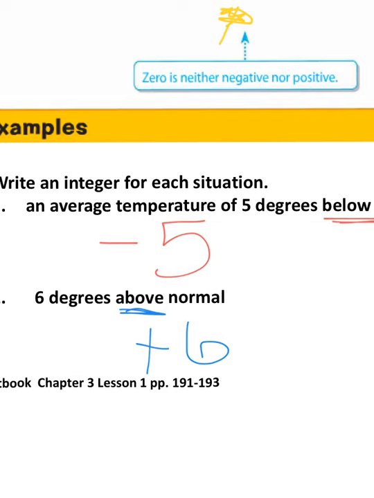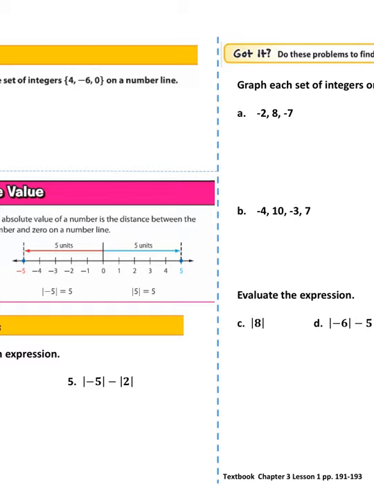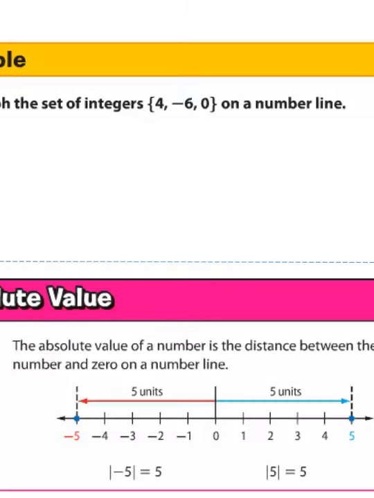We just want to understand that there are keywords to pay attention to. When you see below, that means you're going to be subtracting in value. If you see above, you're going to be increasing in value. Now go ahead and take a moment and turn your paper over to the other side so we can take a look at a couple more examples.